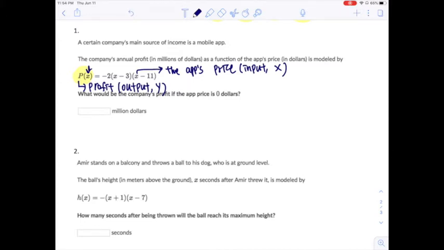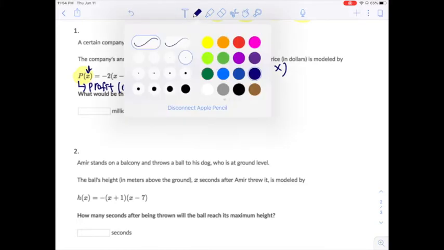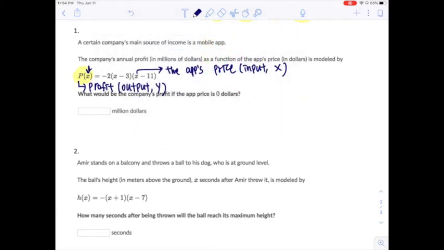All right. And also when you look at the form, you will see this is the factored form. So we know that we can get our x-intercepts directly, right? But let's look at the question. What would be the company's profit if the app price is $0? What was the app price? That was your input, right?